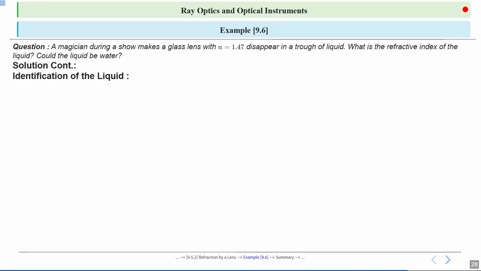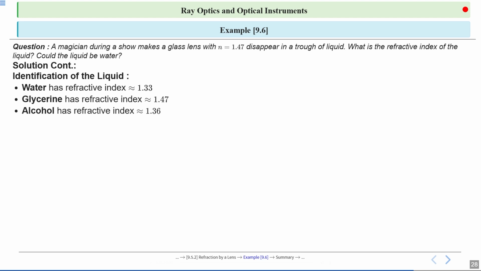So now we will identify the liquid. What is the liquid here? Water has refractive index approximately equal to 1.33, so water cannot be that liquid. Here the liquid would be of refractive index 1.47 or very close to 1.47. Glycerin has refractive index nearly equal to 1.47 and alcohol has refractive index nearly equal to 1.36.